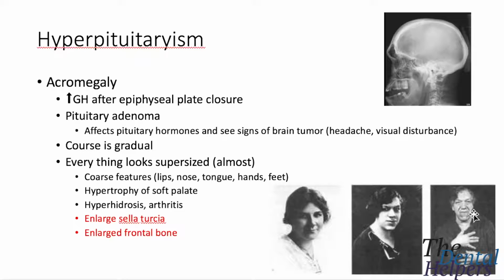She has macroglossia. If we look at her hands, they're much bigger. Her face is very coarse. Her forehead, or frontal bone, is very pronounced. Her jaw has become much more pronounced than before. She's going to have an enlarged sella turcica and enlarged frontal bone.